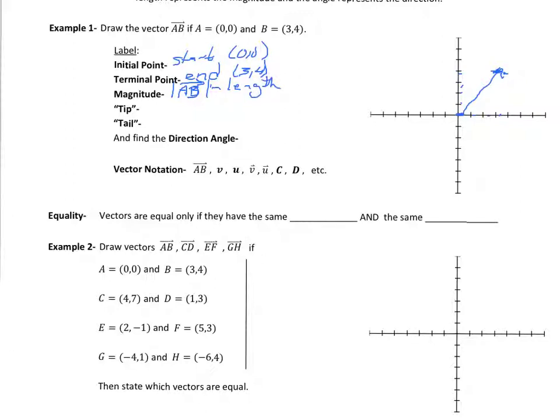What's that? Is it 5 because it's 3, 4, 5? Yes, and we're going to talk about that. But you're exactly right, Connor. Now the tip is simply the terminal point. You'll hear, we'll talk about tail to tip and stuff like that. And then the tail is the initial point. So we start at the tail and we go to the tip.